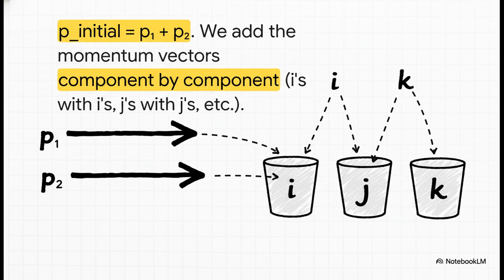We take the mass of the first particle, 0.001 kilograms, and multiply it by its velocity vector. Then we do the exact same thing for the second particle. Now, to get the total, we just add those 2 momentum vectors together. And this is the most important part. You have to add the components separately. Group all your i's, add them up. Group all your j's, add them up. And group your k's. That gives us our final initial momentum vector.